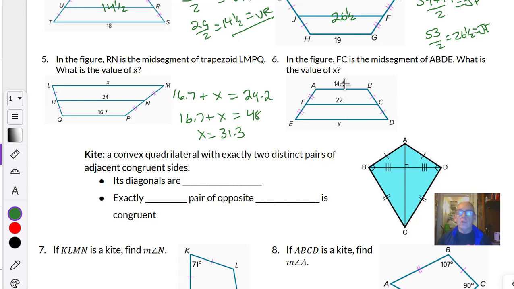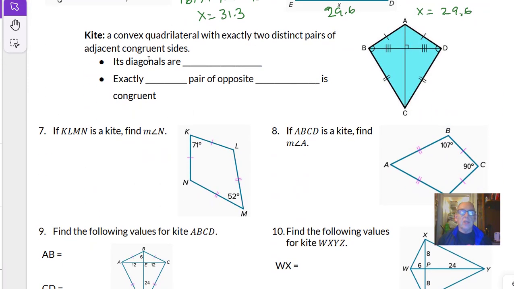Same thing here. This 22 is going to be equal to half the sum of these. So let me use a more traditional formula. 14.4 plus x divided by 2 equals 22. So the average of the bases is equal to the midsegment length. Get rid of the 2 in the denominator. 14.4 plus x equals 44. Take away 14.4 from both sides. We get 29.6. So this must be 29.6. Over here, this must be 31.3.